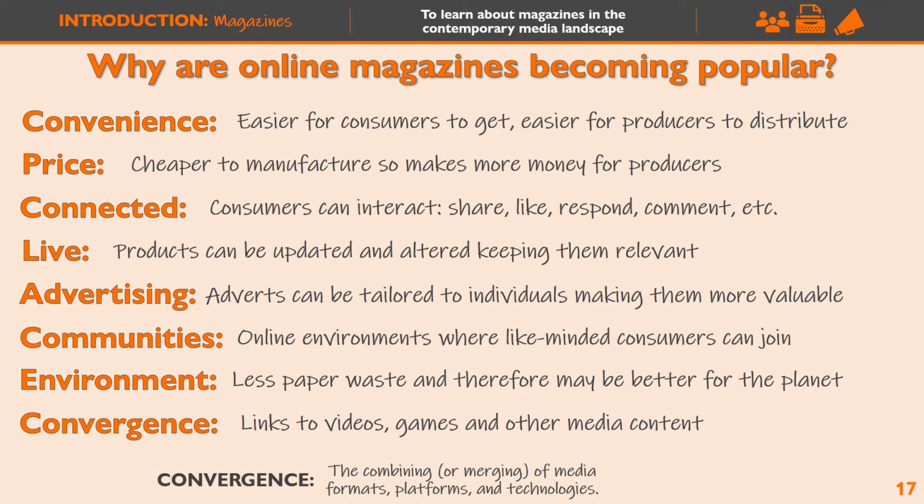And then obviously you've got this idea of convergence, the fact that different formats and platforms are combining. So not only would it be a print product online, but also you can have a link to videos and games and other interactive media content. Don't forget that although we've been discussing magazines, these arguments can be applied to any media product that's going online.